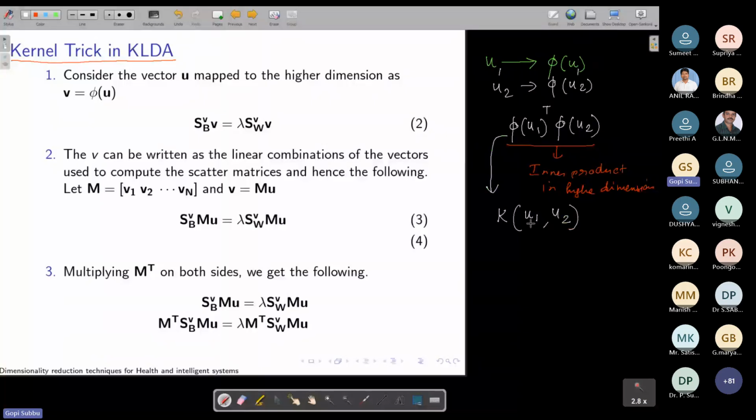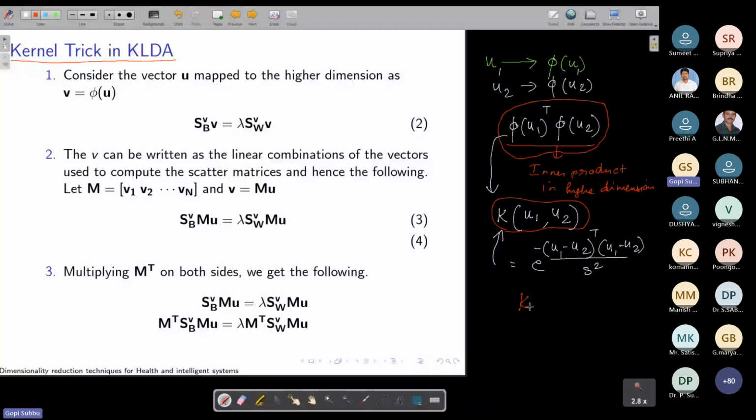Essentially, the moment I use that kernel function, as you know, one of the kernel functions is the Gaussian kernel function, e power minus (u1 minus u2) transpose (u1 minus u2), divided by the tuning parameter or hyperparameter s squared. So this is a kernel function. We are actually doing the inner product in the higher dimension space using the kernel function. This is called the kernel trick.